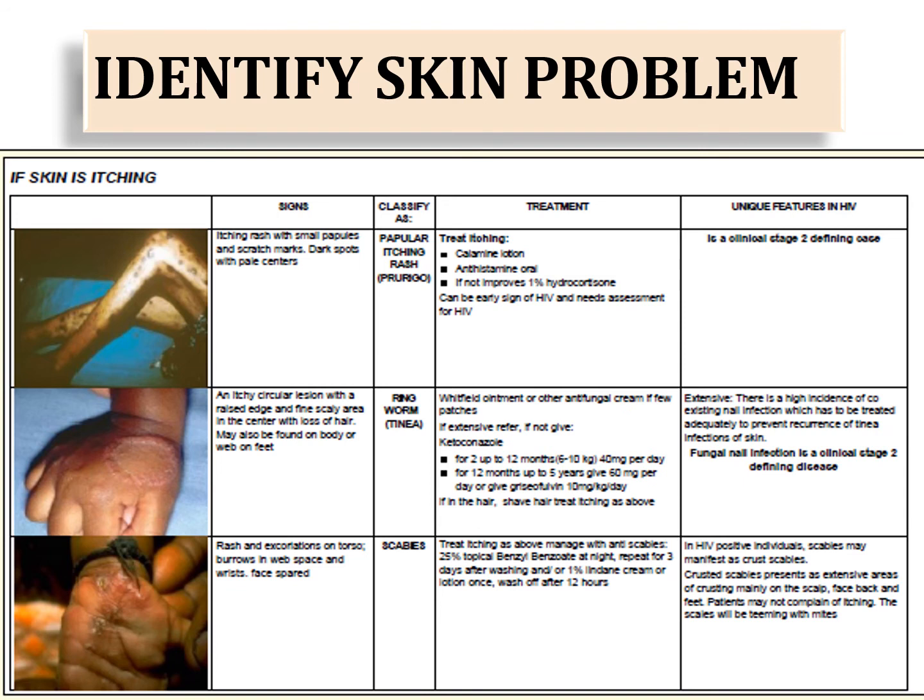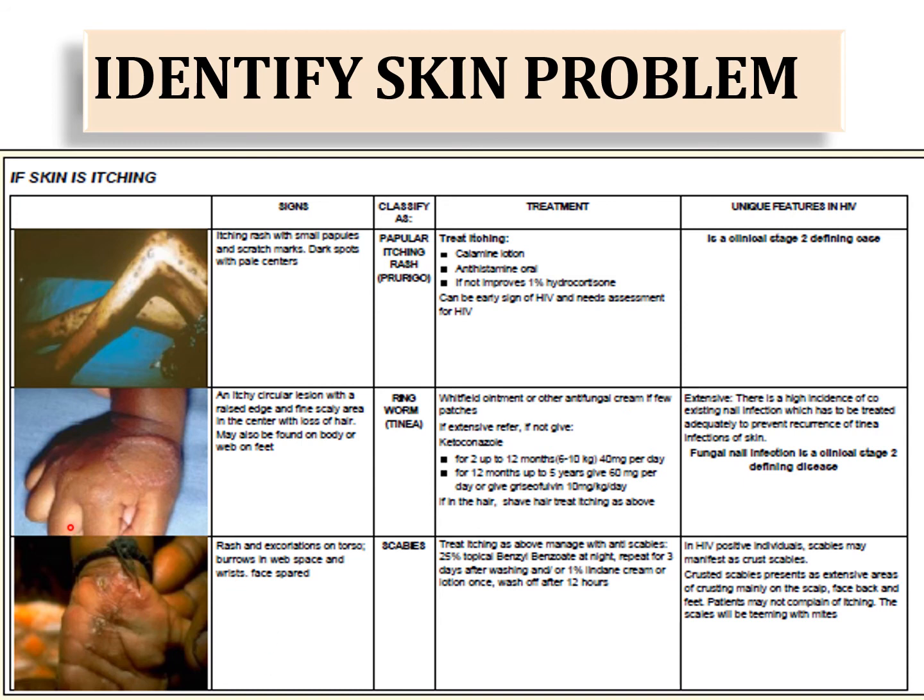If 2 to 12 months old, around 6 to 10 kilograms, you give around 40 milligrams per day. For a child 12 months up to 5 years old, you give 60 milligrams per day, or give griseofulvin at 10 milligrams per kilo per day. If in the hair, shave the hair, then treat the itching as instructed above.